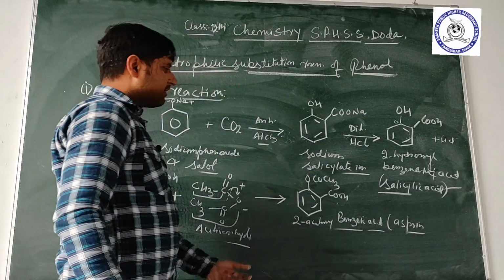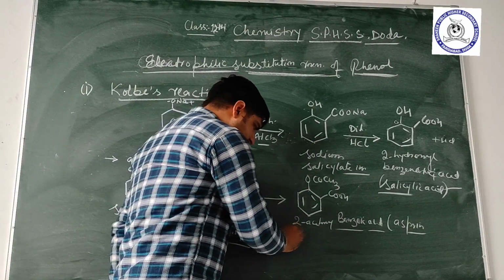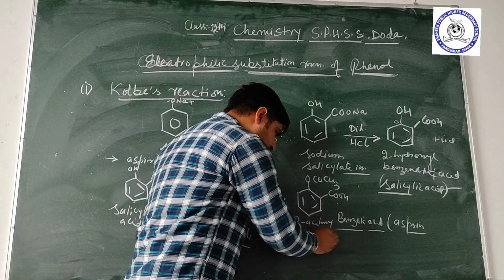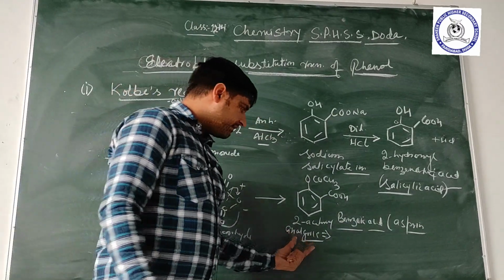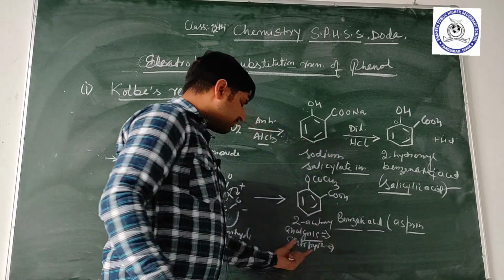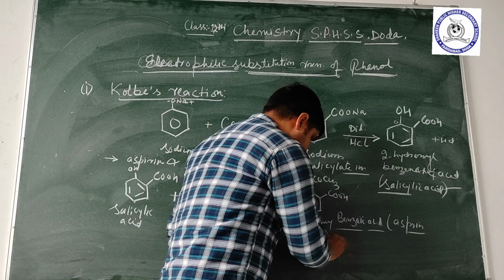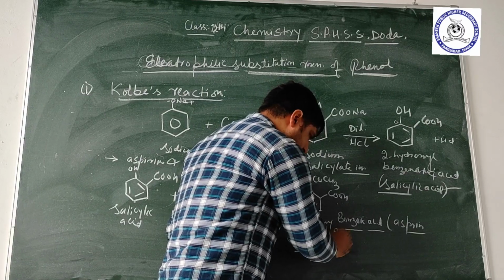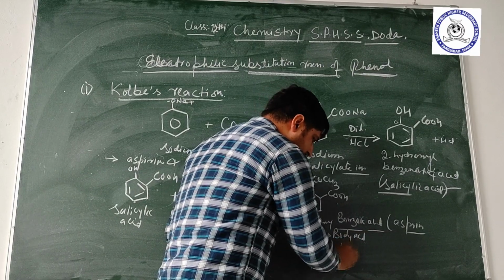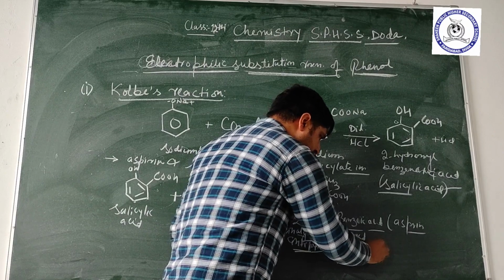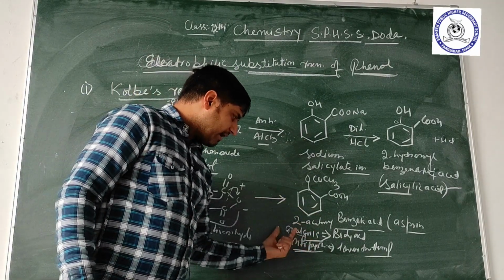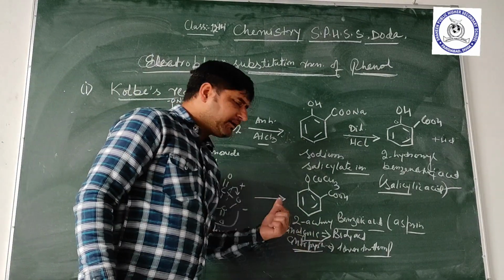This aspirin is used as analgesic or to lower the body temperature. We can call it analgesic or antipyretic, means in analgesic they relieve the body pain, and in antipyretic, they lower the body temperature. This aspirin is either used as analgesic or antipyretic drug.